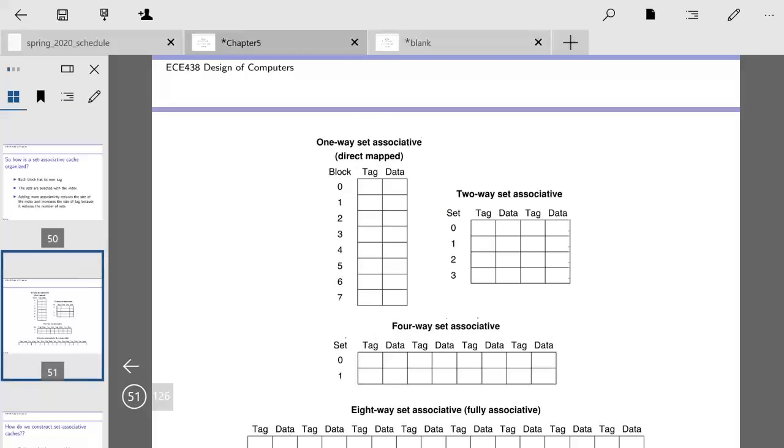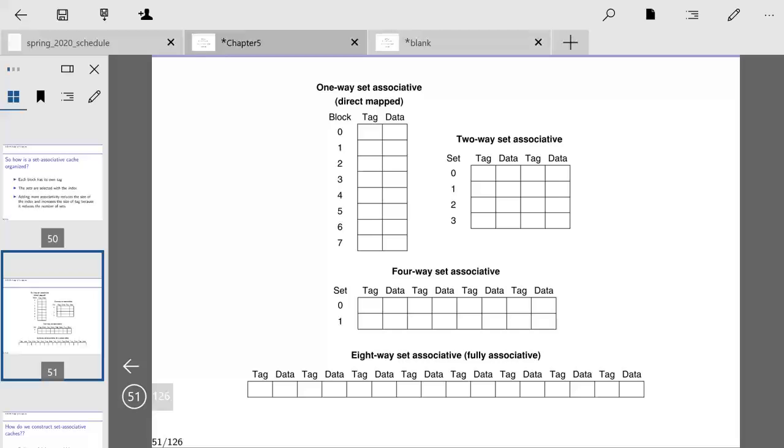Okay. Here's another diagram of how the one-way, which is essentially direct mapped, two-way, four-way, and eight-way, which in this case for 8 entries is fully associative, are organized. So it's just seeing the data in a different way. Here we have essentially the number of sets. Okay, these are our sets. And so for a one-way or direct-mapped, 8-entry cache, we have 8 sets.